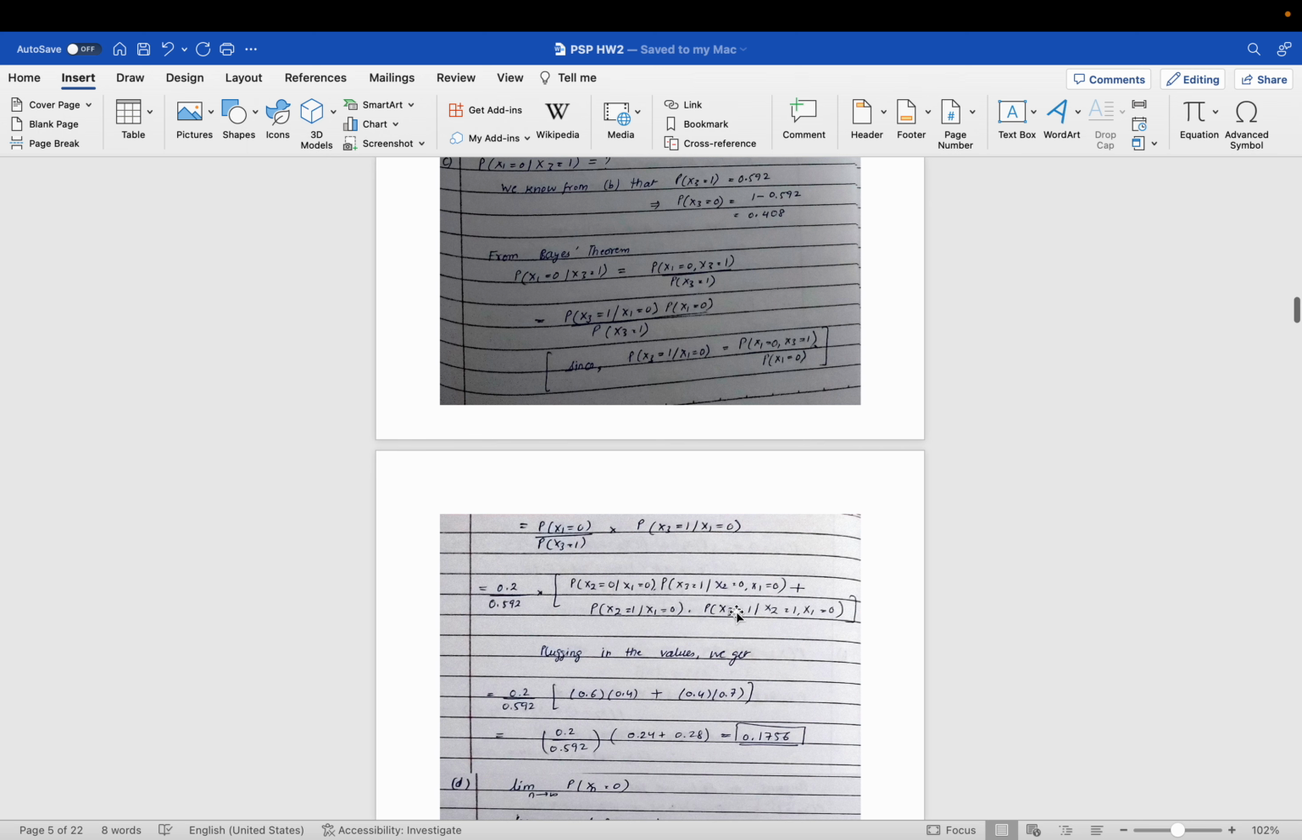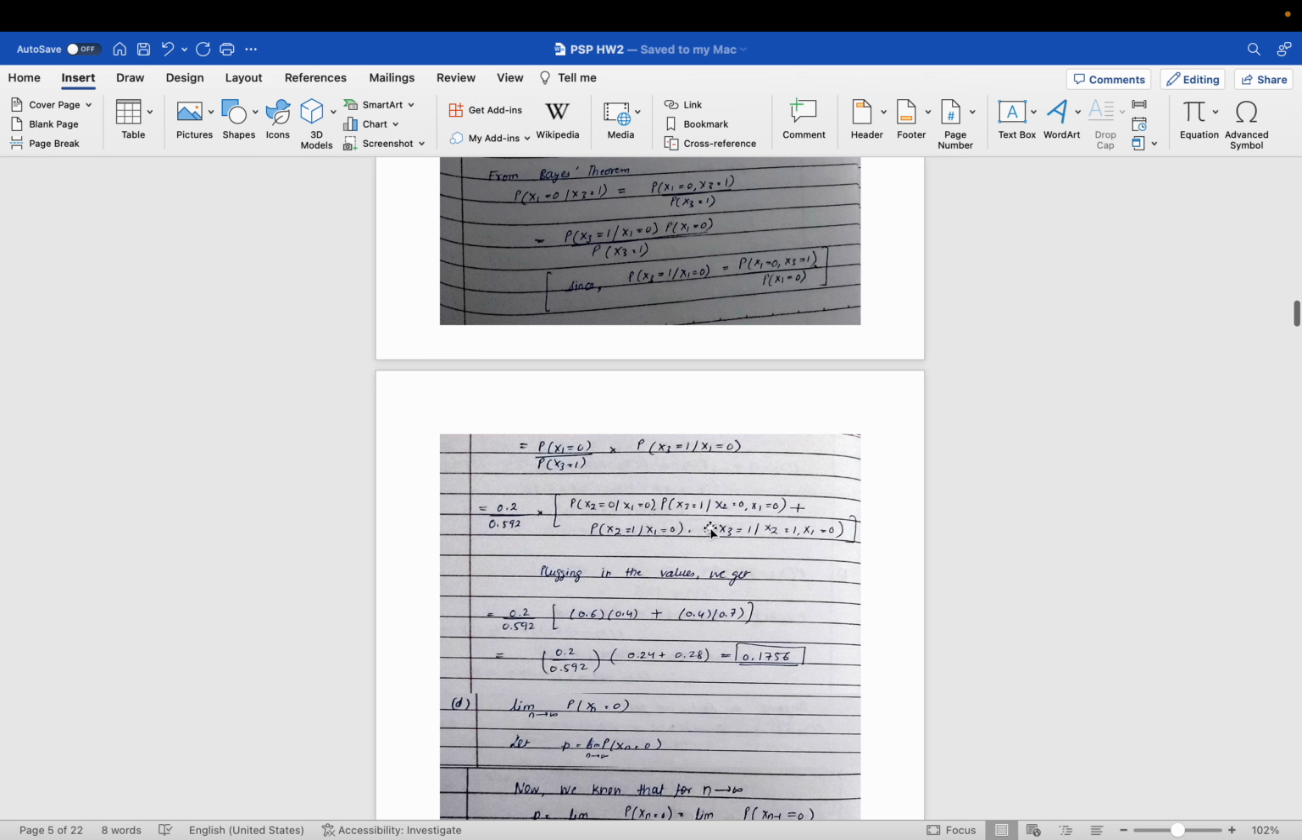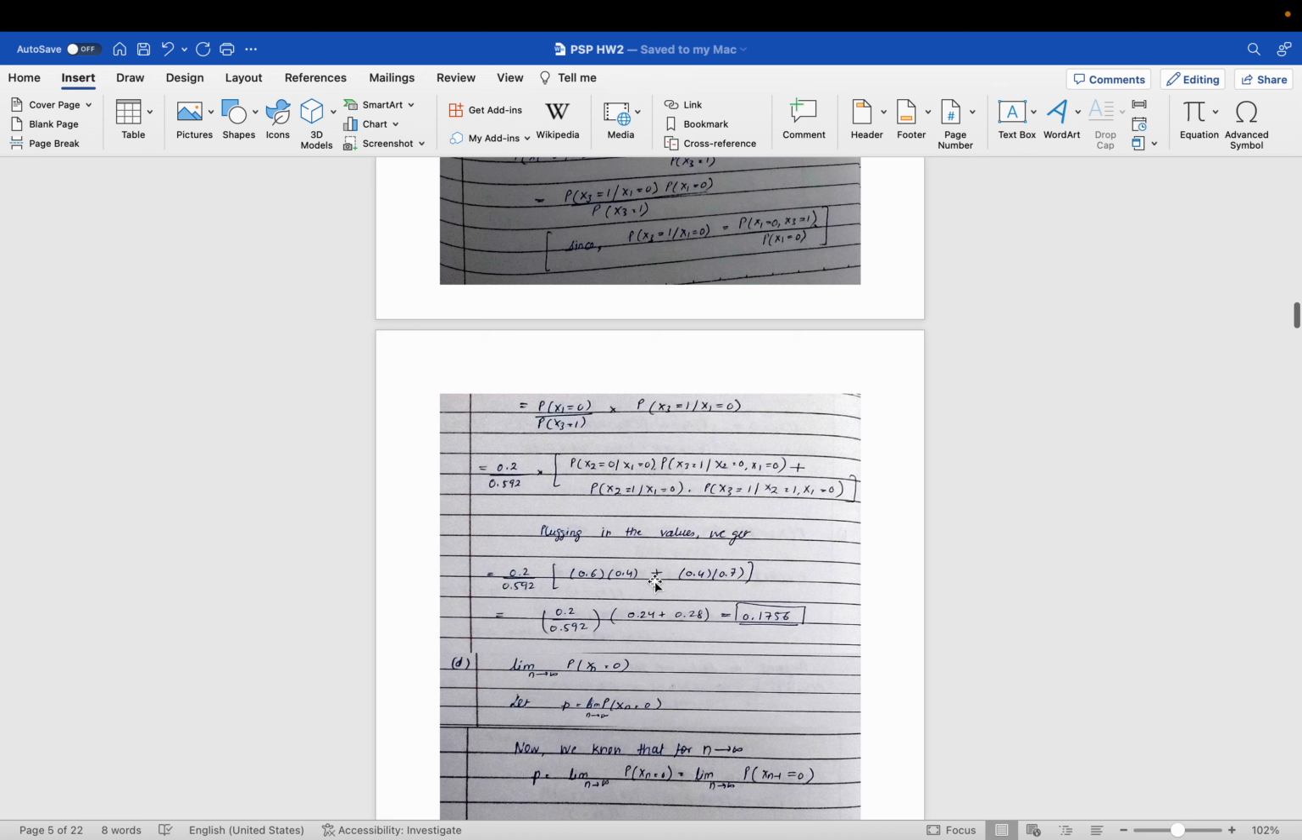And the second scenario will be probability of x3 equals 1 given x2 equals 1 and x1 equals 0 times the probability of x2 equals 1 given x1 equals 0. Now we can simply plug in the values because these are already given in the question, and when we finally calculate, we will get the answer as 0.1756.